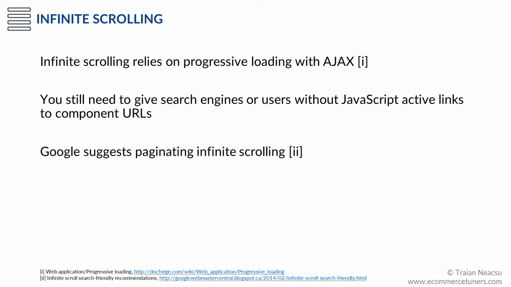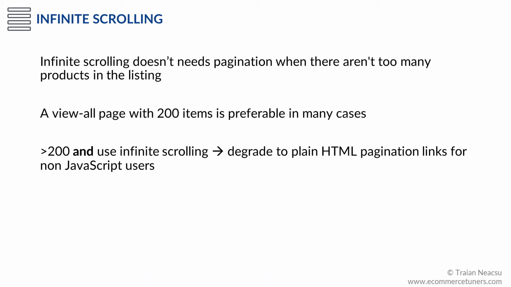Regarding SEO, infinite scrolling doesn't solve pagination issues for large inventories, and this is one of the reasons Google suggests paginating infinite scrolls. Google's advice is okay, but I don't believe that infinite scrolling needs pagination when there aren't too many products in the listing. A view all page with 200 items is preferable in many cases. However, pages that list more than 200 items and use infinite scrolling should degrade to plain HTML pagination links for non-JavaScript users, and this includes search engine robots.